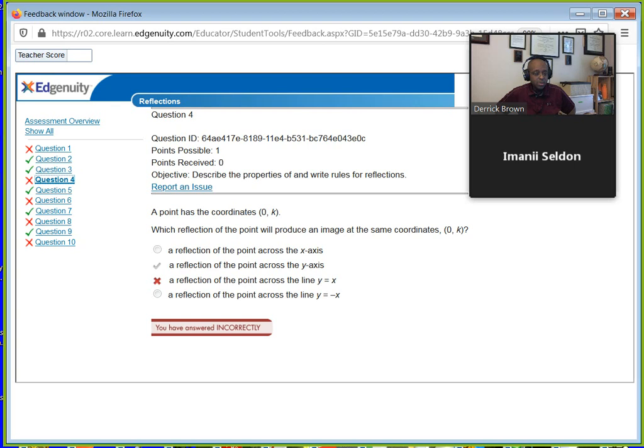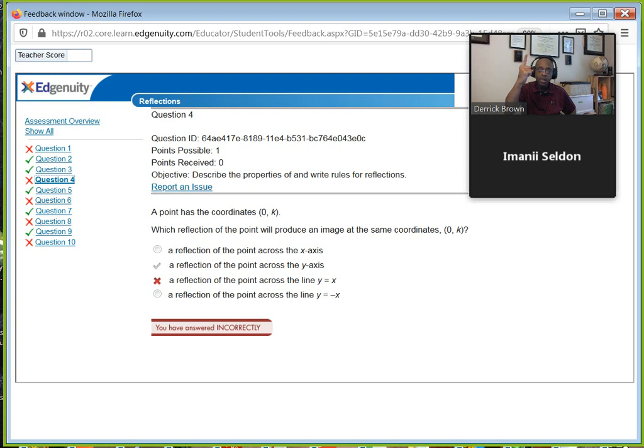And whether I would tell you to take the time to draw yourself a picture. It might be helpful to draw your own picture there. Here's why we discuss these things, because I learned something from them too. The point has the coordinates 0 and k, Imani. That means that point is going to lie on the y-axis itself. X equals 0, so the point is going to be on the y-axis. So any reflection about the y-axis is going to leave that point right where it is.